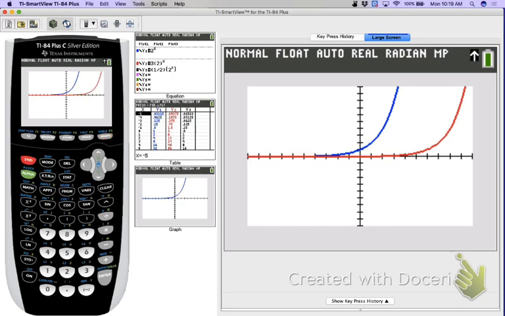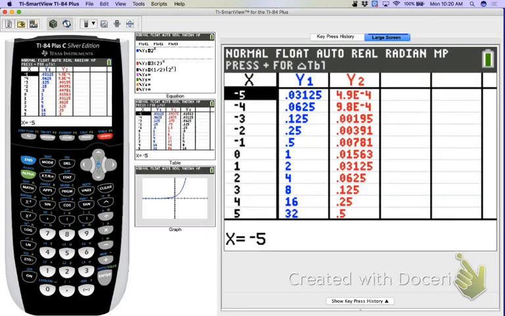If we just look at our table, it's easier to see here that we still have some of the same values. Notice that if we have a value up here at -5, in blue we have the same value as we do down here in red. We didn't change the values.